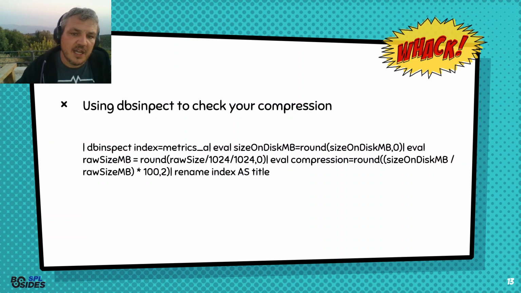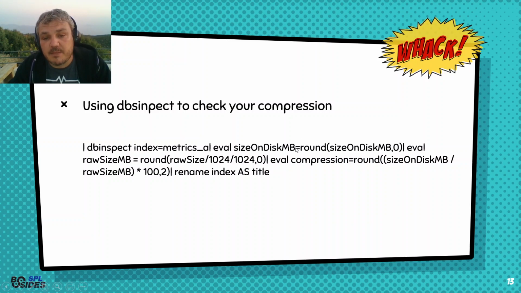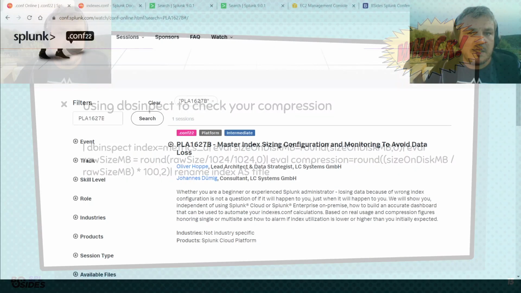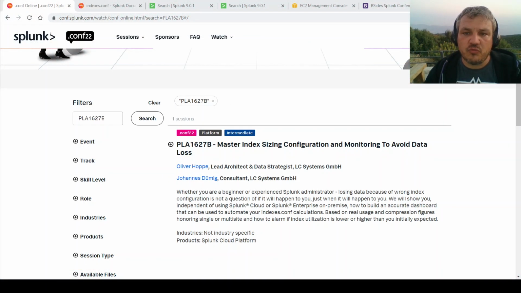You basically take the available values of size on disk out of that DB Inspect command, and the raw size. I calculate both into max here. Then I calculate the compression out, right? And that's it basically. That's the talk on SplunkConf.